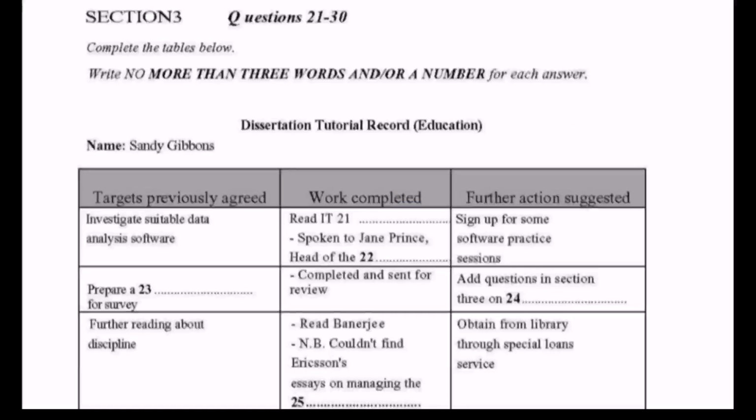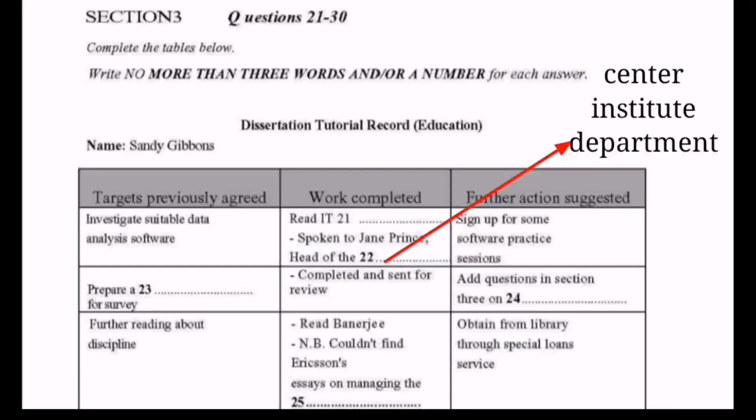Question number 22. Spoken to Jane Prince, head of and then blank. It means that we need to speak to Jane Prince, who is the head of any center, institute or department. So the answer for the question number 22 may be the name of any center or the name of any institute or the name of any department.